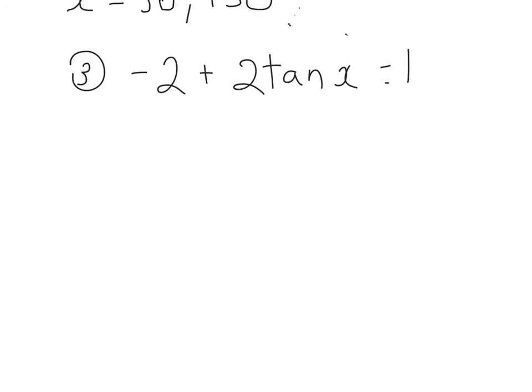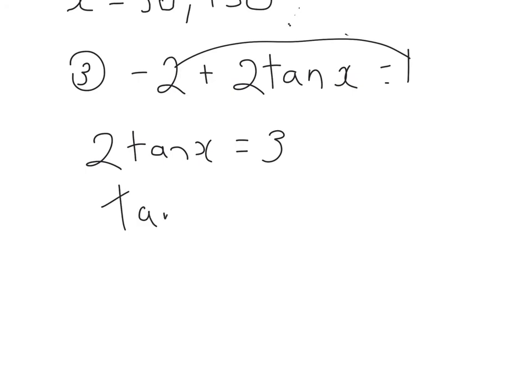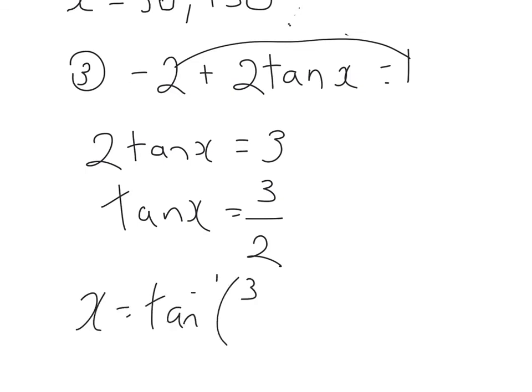Okay, next one. Take the -2 across, and we'll have 2 tan x. Change the sign of the -2, is equal to 1 plus 2, which is 3. And then tan x is equal to 3 over 2. X equals tan inverse 3 over 2. We'll put up the cast diagram.